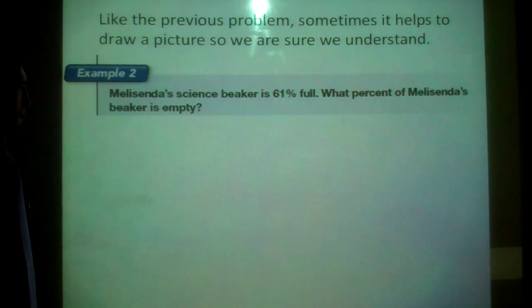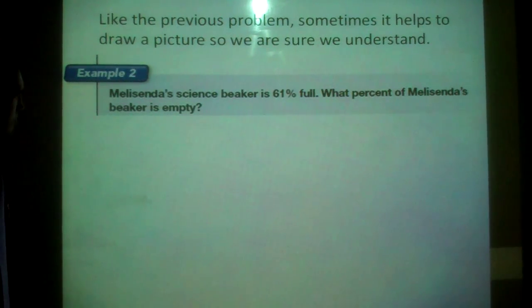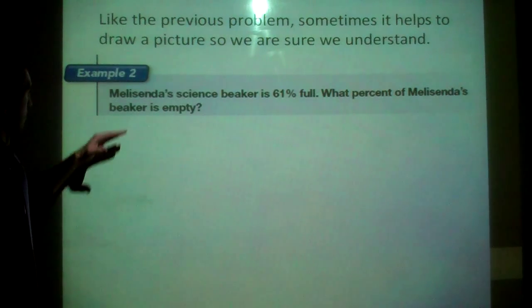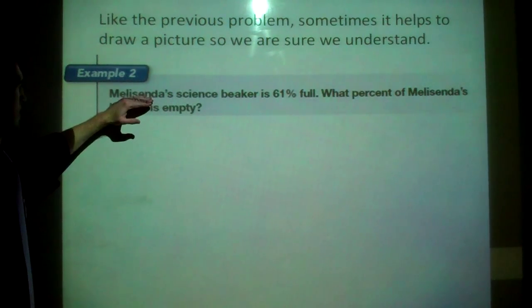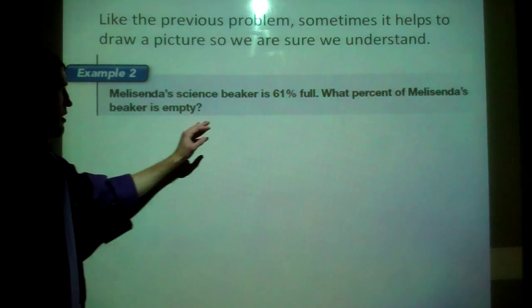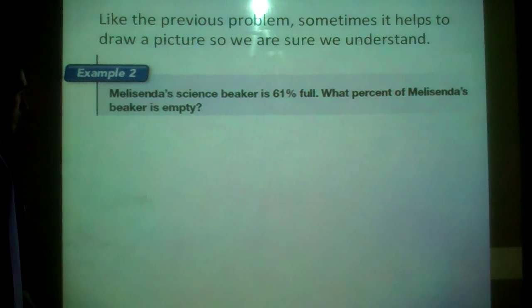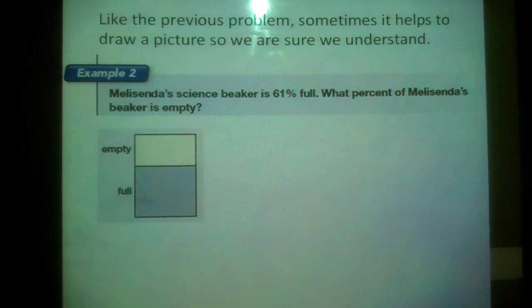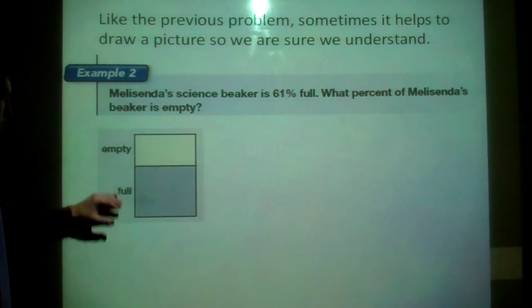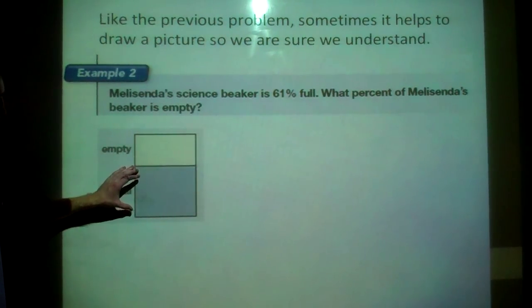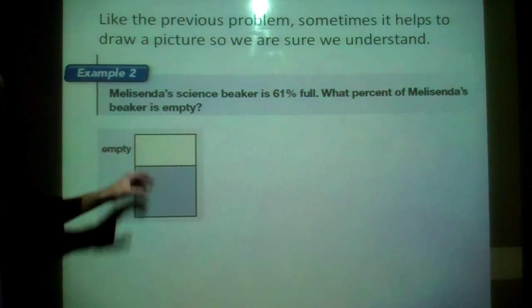If we look at an example like this, it says, I'm not going to try to butcher this name. But basically we have a science beaker that is 61% full. What percent of the beaker is empty? Okay, now we're talking percents. So it would look kind of like this. It's over 50%, and that would be the full part, and empty is less than 50%.